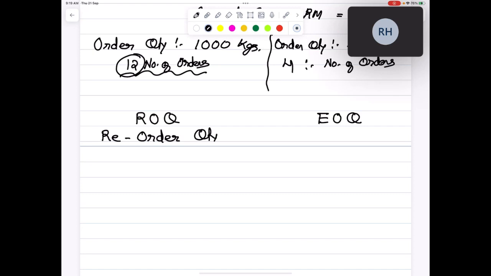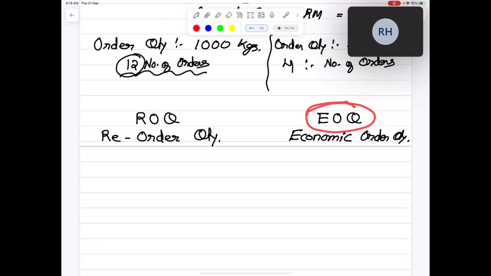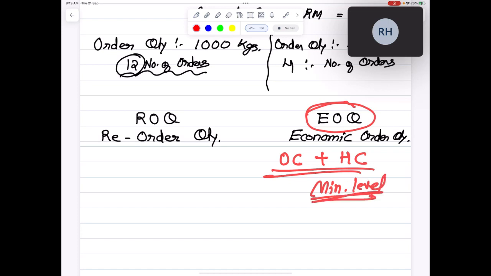ROQ stands for reorder quantity. EOQ stands for economic order quantity. Economic order quantity, listen carefully, beta. If we decide through a scientific formula how much quantity to place in a single order, so that our ordering cost and holding cost will be at minimum level, then that quantity is known as economic order quantity.